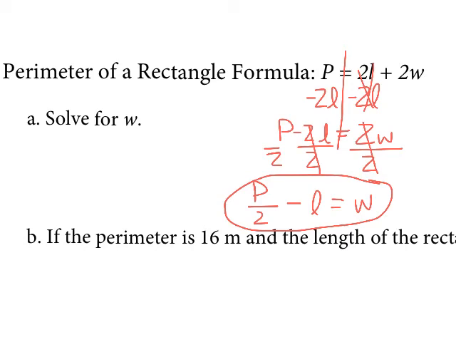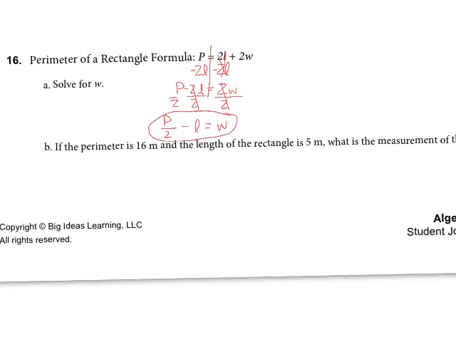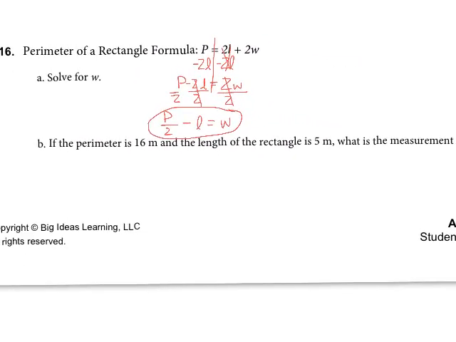Okay, so they're solving for W. Now let's look at the information it gives us. It tells us the perimeter is 16 and the length is 5. So I'm going to do W equals, I'm just going to bring the W over to that side. So perimeter is 16 over 2 minus the length, which is 5. And then I'll get the width. Let's go ahead and solve that. 16 over 2 is 8, and then 8 minus 5 is 3. So the width is 3 meters.